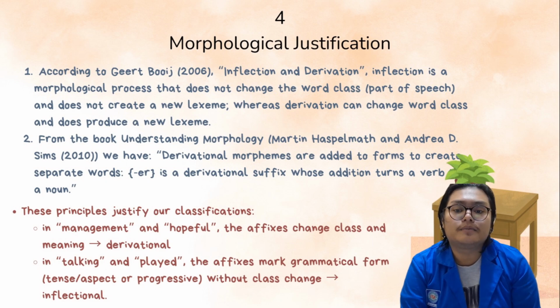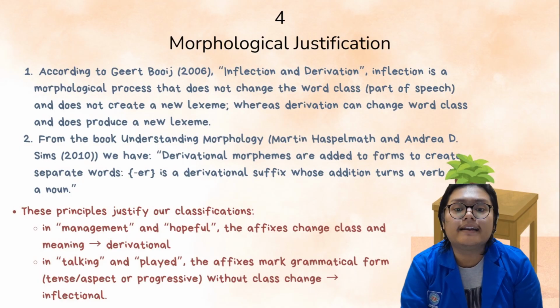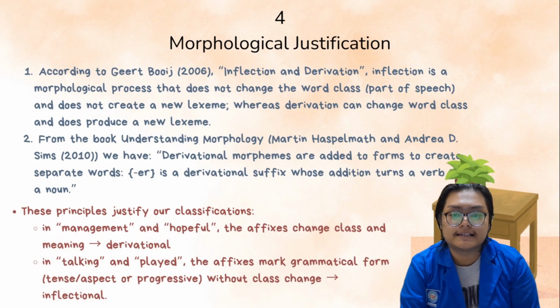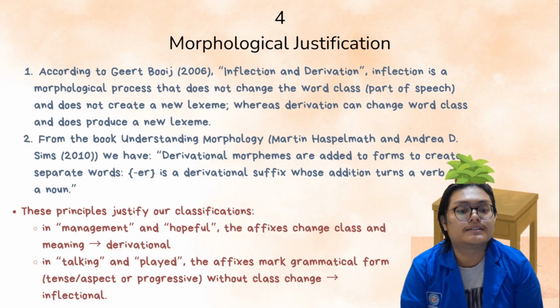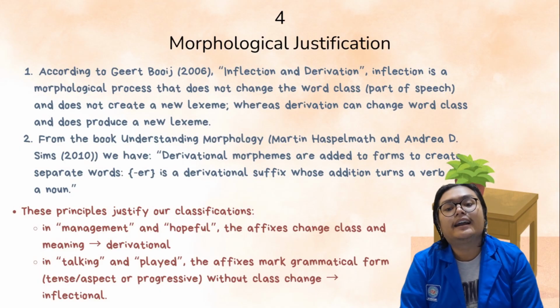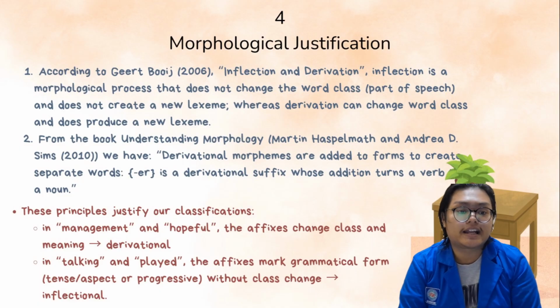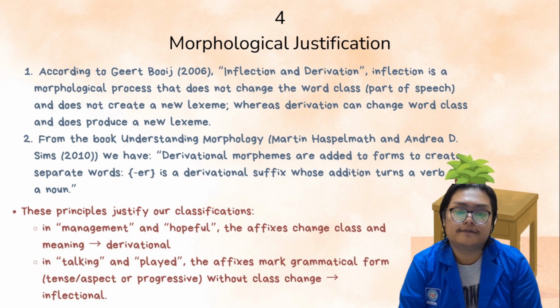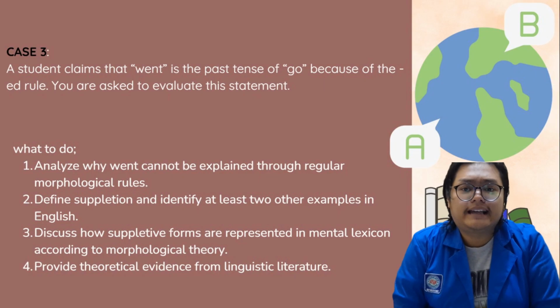From the book Understanding Morphology, Martin Haspelmath and Andrea D. Sims, 2010, derivational morphemes are added to forms to create separate words. Er is a derivational suffix whose addition turns a verb to a noun. This principle justifies our classifications. In management and hopeful, the affixes change class and meaning. Derivational. In talking and played, the affix marks grammatical form, tense or progressive aspect, without changing class. So yeah, that is for case 2, guys.